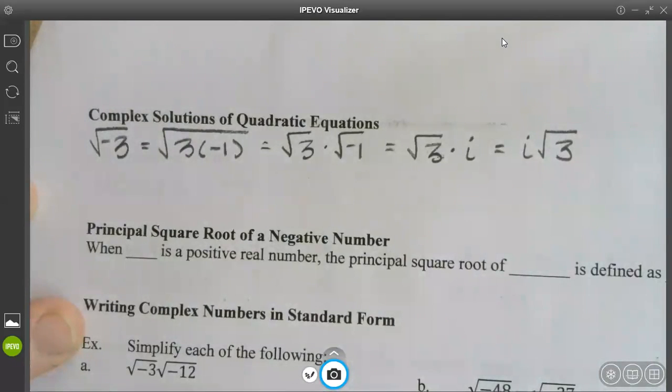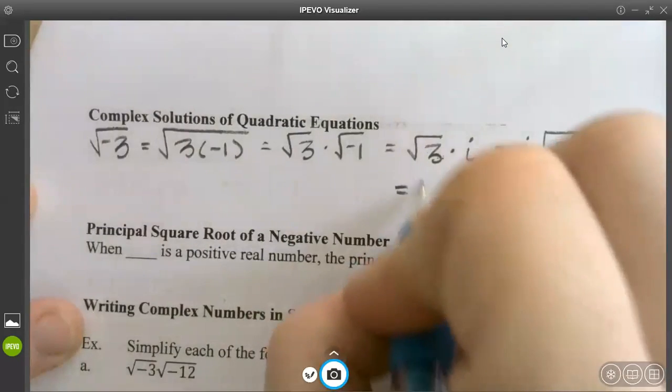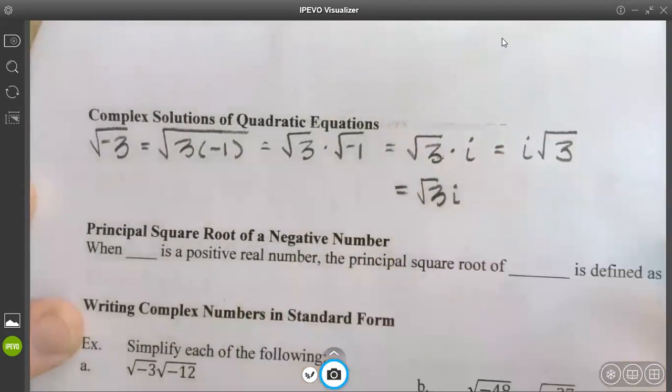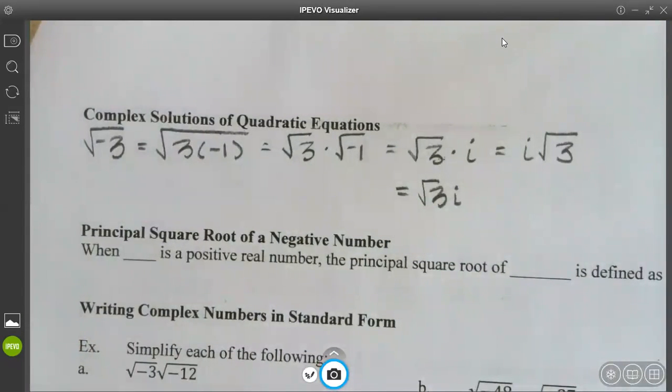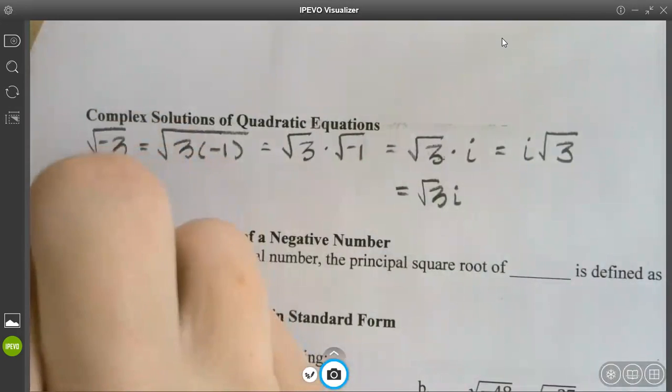I think this book, or calculus, kind of writes the I in the back. So if you see this, you may see I in the back, but that won't stretch across. Don't freak out. Sometimes they just write it in the back.